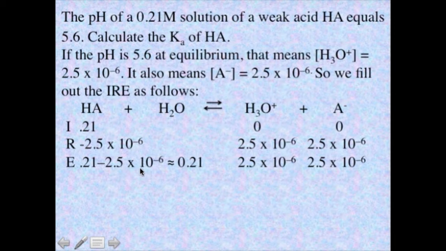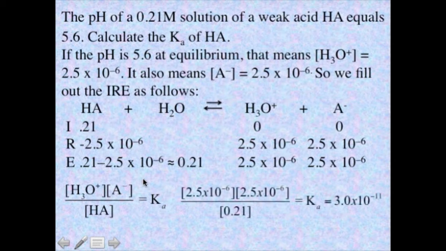Now, this is a very small number, 2.5 times 10 to the minus 6. It's 0.0000025. That's really small. And if we subtract that from 0.21, what do we get? Just about 0.21. So that's why we're going to use this approximation to simplify the problem. So we take our mass action equation, we plug these values into the mass action equation, we solve for Ka, and we get 3.0 times 10 to the minus 11.